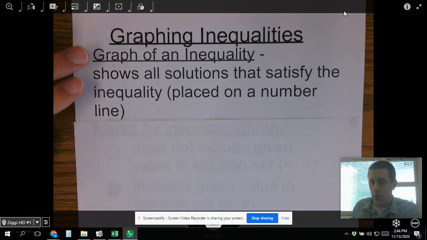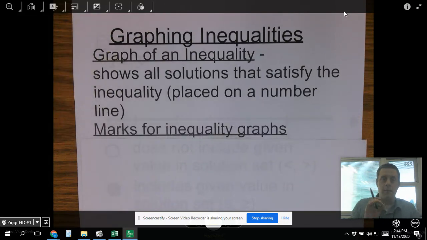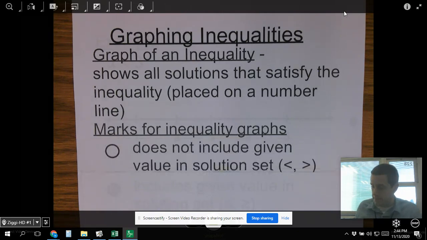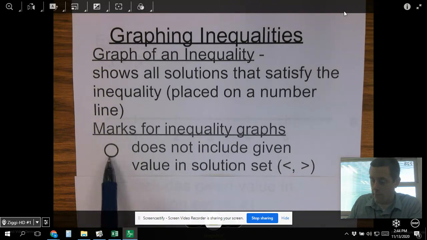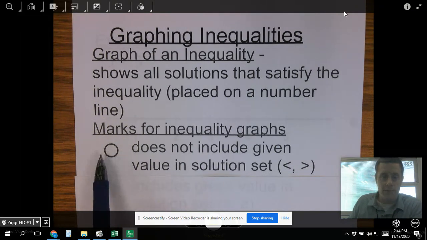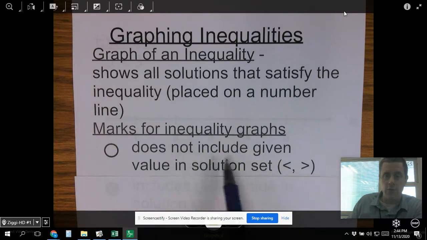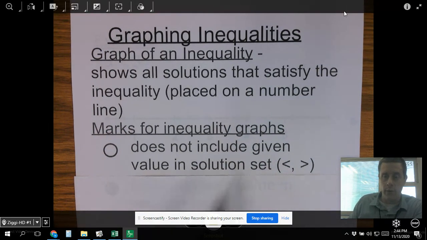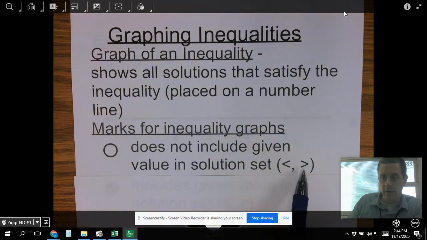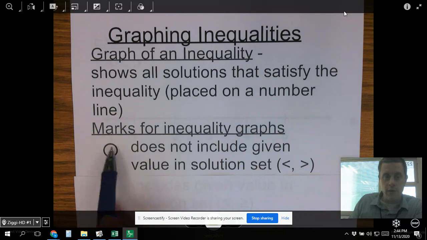Before we get to graphing, we need to talk about specific marks that we're going to use for our inequalities. Our first one on our graph, on our number line, we're going to place what's called an open circle. We use open circles for inequalities that do not include the given value in the solution set. In other words, any inequality we are graphing that features a less than symbol or a greater than symbol, we want to use the open circle to begin our graph with.